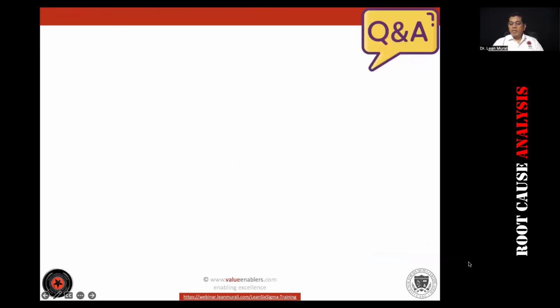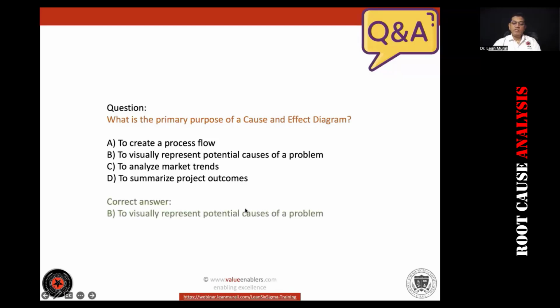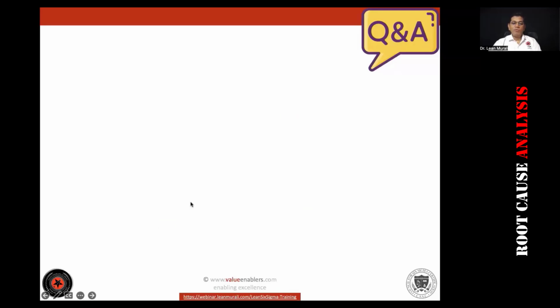All right, so let me ask a few questions. What is the primary purpose of a cause and effect diagram? To create a process flow, to visually represent potential causes of a problem, to analyze market trends, or to summarize project outcomes? I'm sure this is a very easy question. B is the right answer. Chocolates, burgers, pizzas, and flowers to all those people who wrote it right.